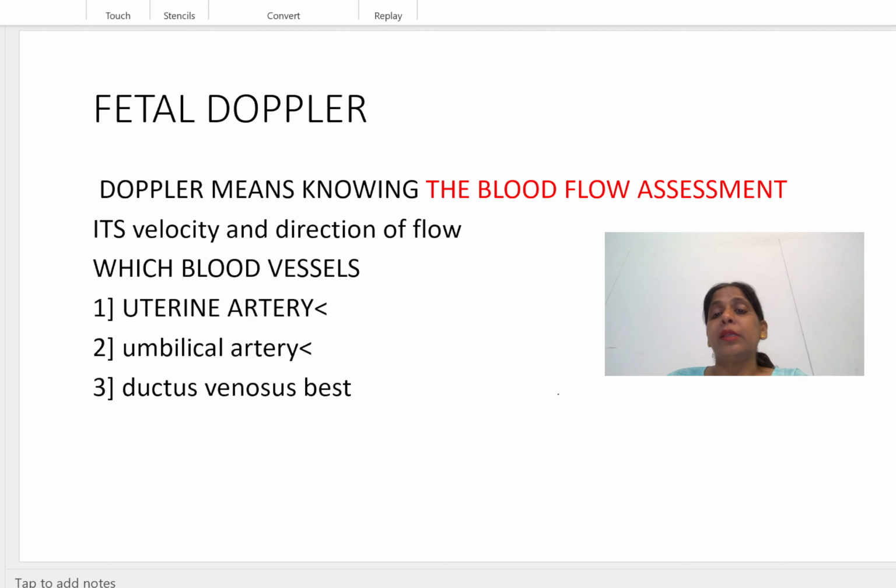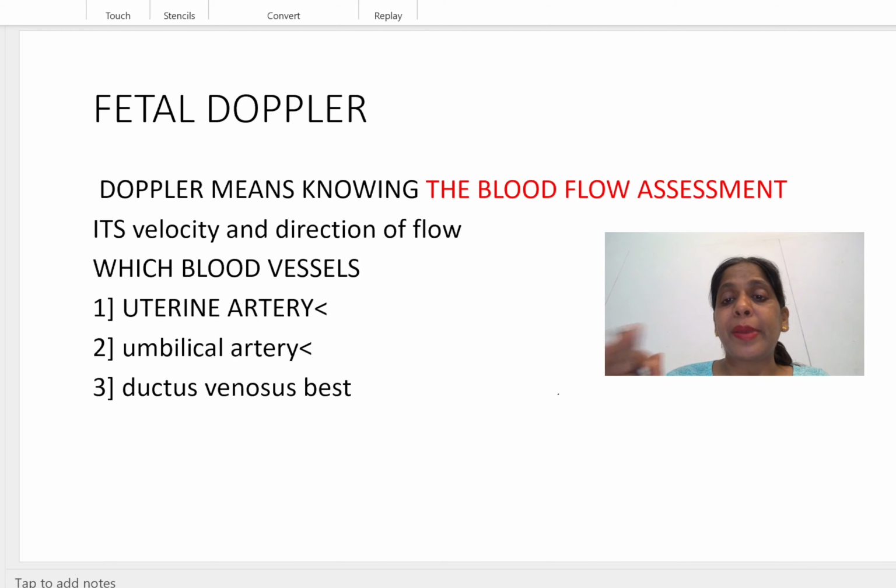In previous year questions, they have asked which is best among the uterine and umbilical. So we marked the umbilical, but they have not put the ductus venosus in the options. But these days they can put it, as this topic is getting important.